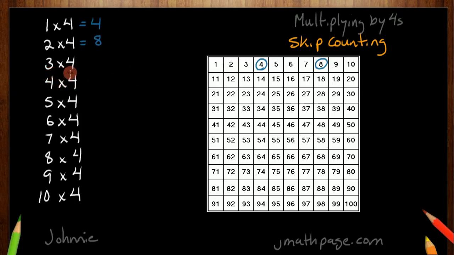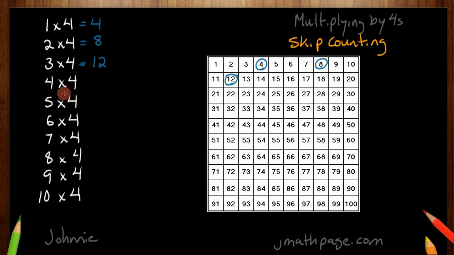3 times 4 means skip count by 4 3 times. 1, 2. Well, let's do another one then. Skip counting by 4. We need to count by 4. 1, 2, 3, 4. And we end up with a 12. So I can say skip counting by 4 3 times gives us 12.